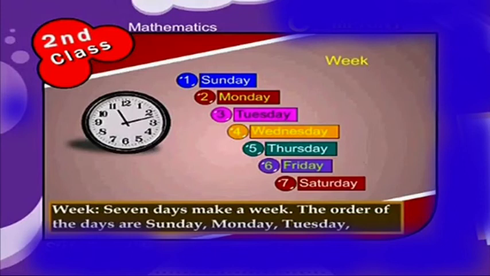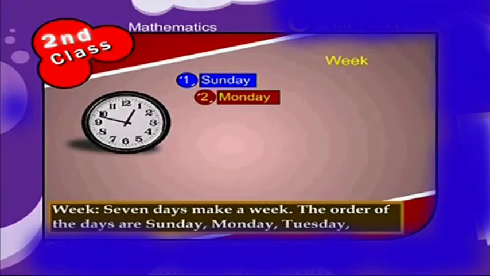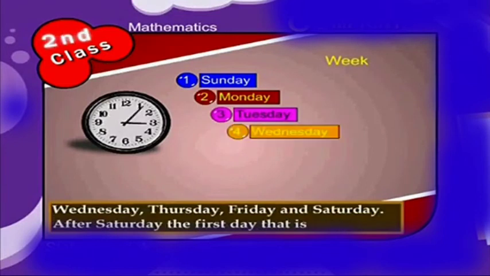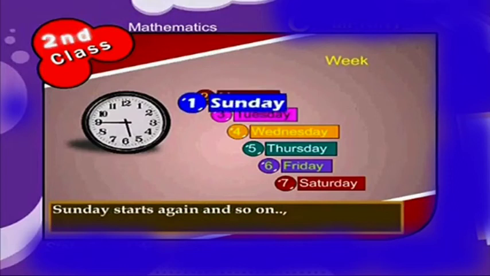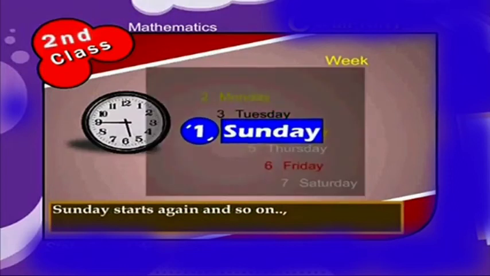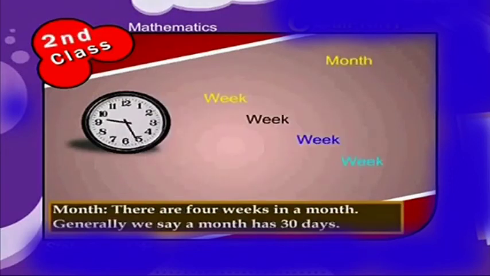The order of the days is Sunday, Monday, Tuesday, Wednesday, Thursday, Friday, and Saturday. After Saturday, the first day is Sunday. We start again, and so on.